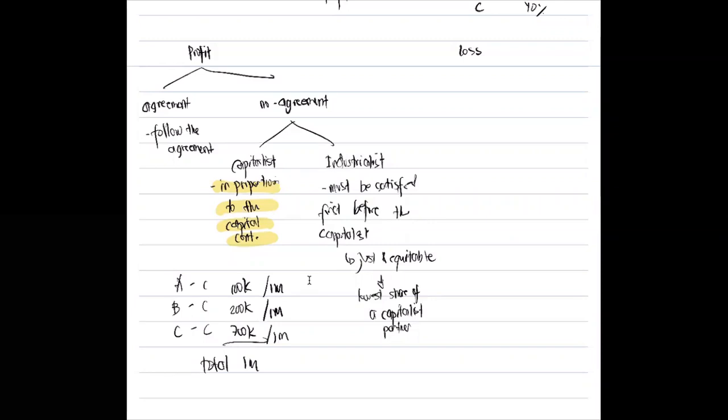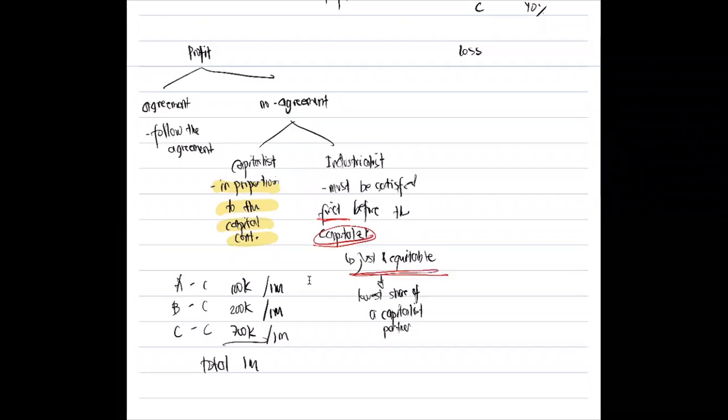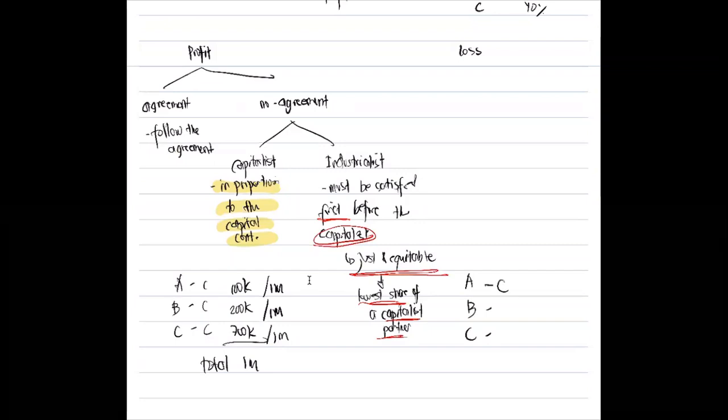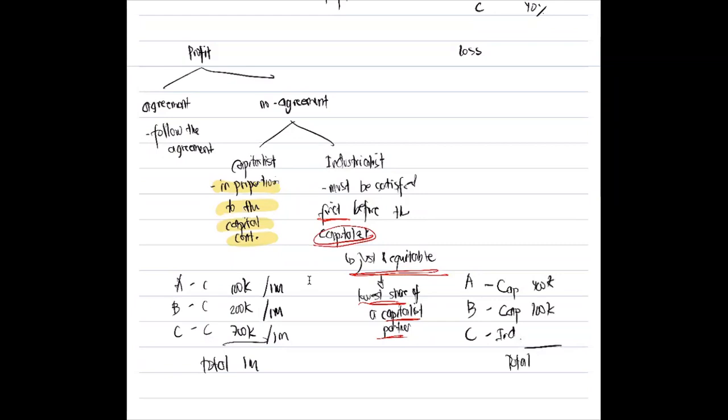Now, as to your industrialist, it must be satisfied first before the capitalist. And what is the amount of the share? It is just and equitable according to the circumstances. And what is just and equitable? It is the lowest share of a capitalist partner. So for example, we have here A, B, and C. A is a capitalist partner, B is a capitalist partner, and C is an industrialist partner. A provided 400,000 and B provided 100,000. So the total is 500,000.